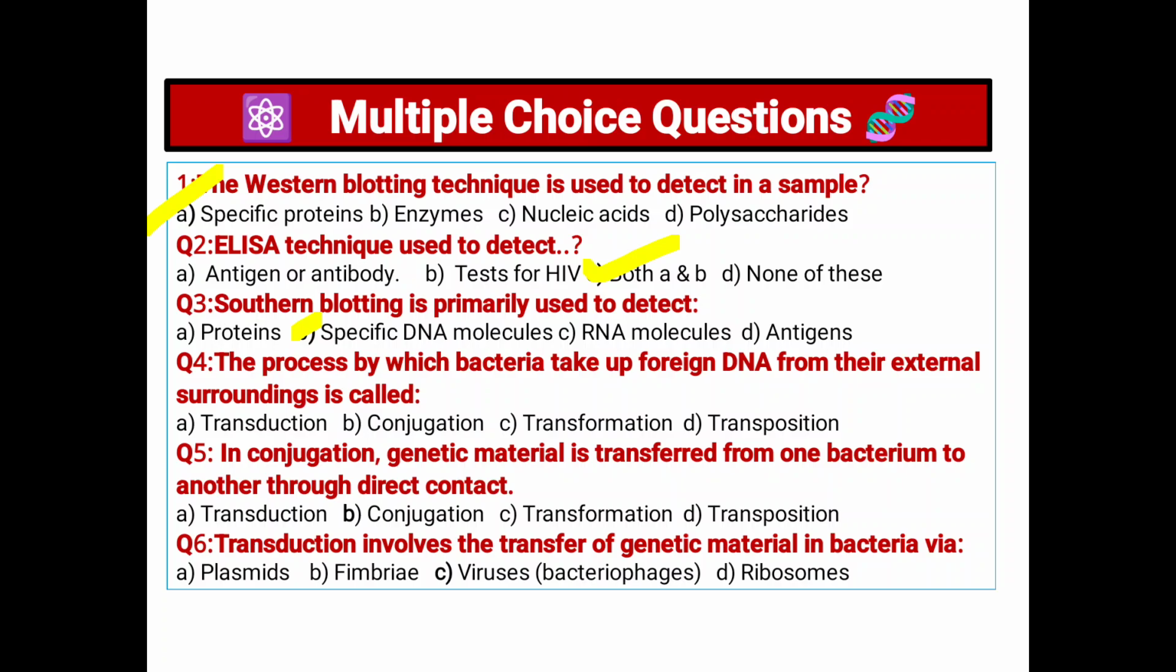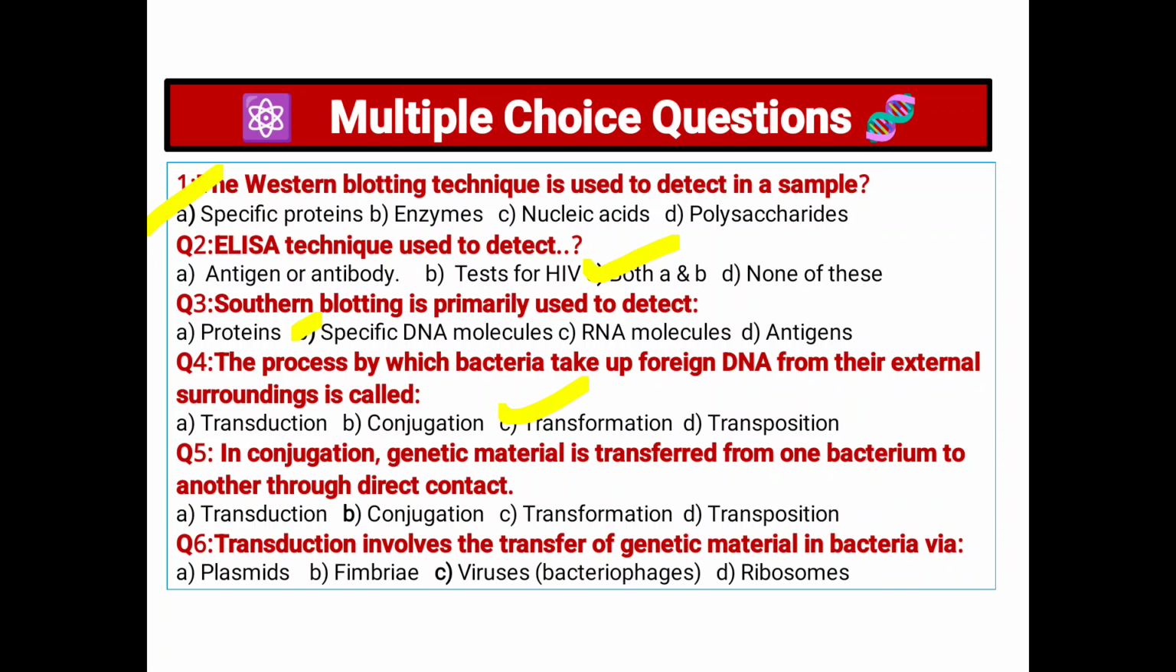Next, question number 4. The process by which bacteria take up foreign DNA from their external surrounding or environment is called A, transduction, B, conjugation, C, transformation, and D, transposition. Transformation is the correct answer.